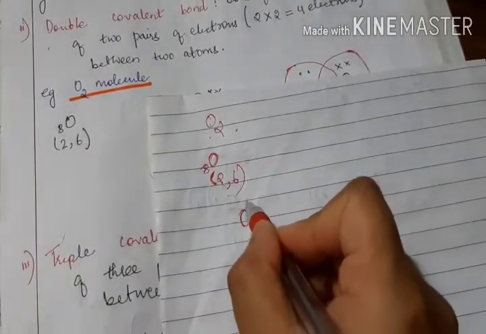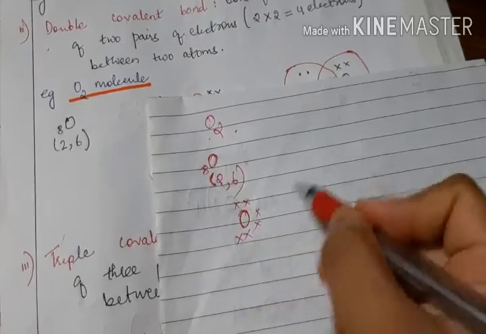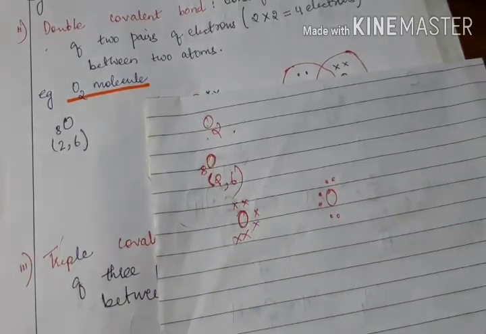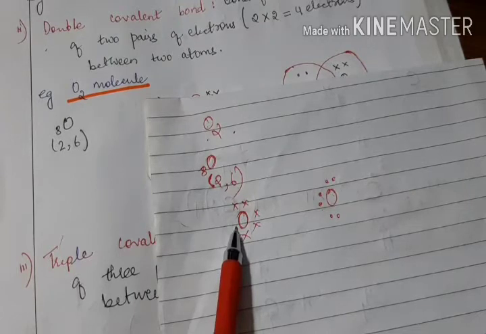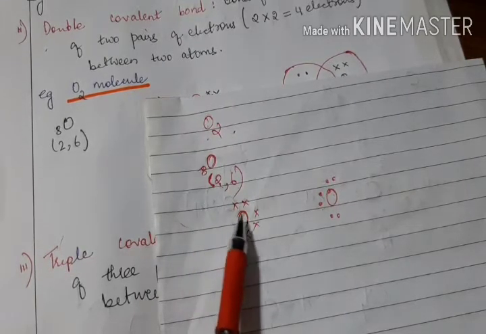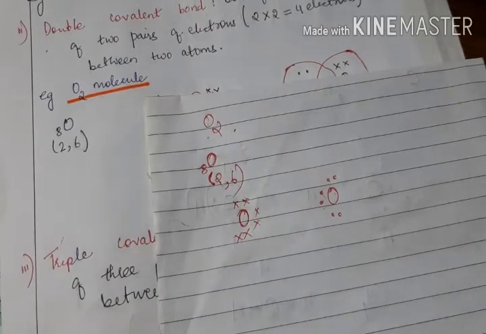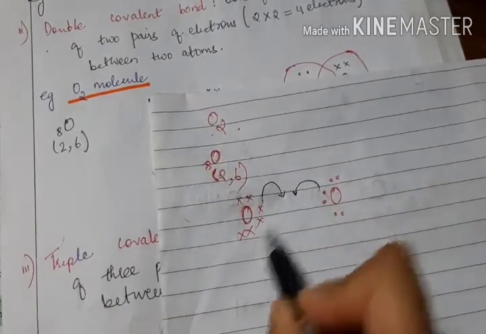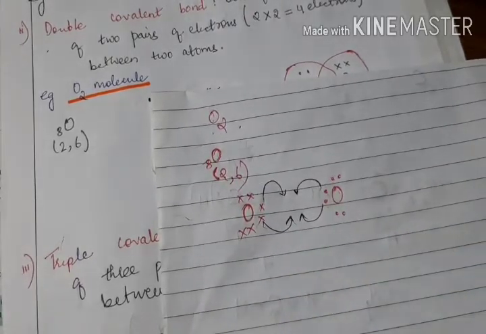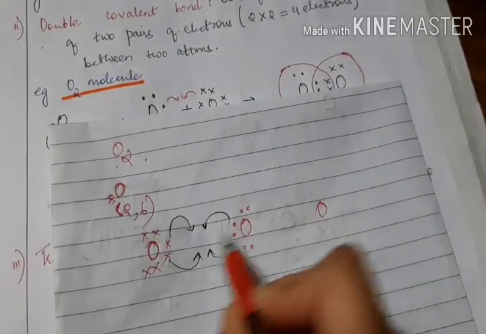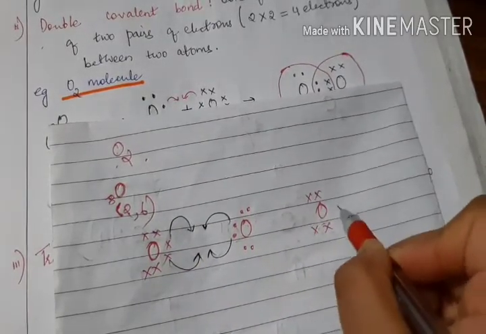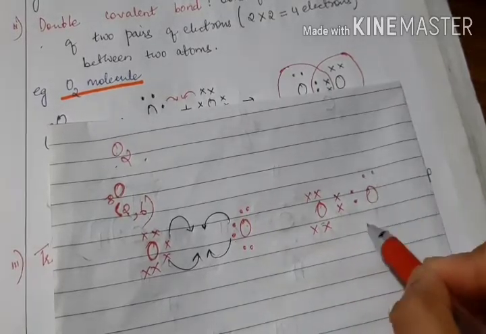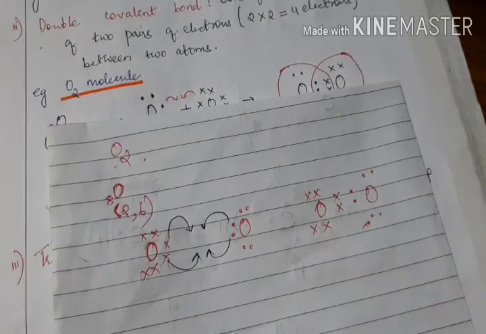So oxygen has 6: 1, 2, 3, 4, 5, and 6. Then another one: 1, 2, 3, 4, 5, and 6. Two oxygen atoms. Now, this oxygen wants to have 8 electrons. In order to have 8 electrons, it needs 2 more. So it will contribute 2 electrons to form 2 covalent bonds. It will contribute 1, again 1, and another. So we'll have oxygen: 1, 2, 1, 2. Now this one is contributing 2 electrons. The other oxygen atom is also contributing 2 electrons and 4 of its own. Yes, this is the structure.